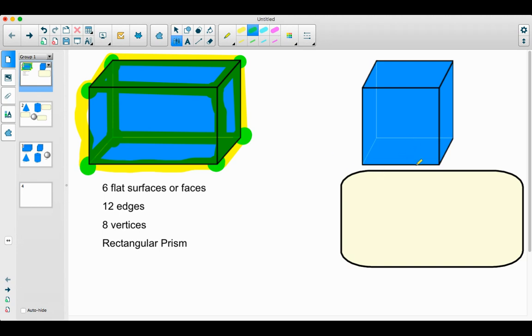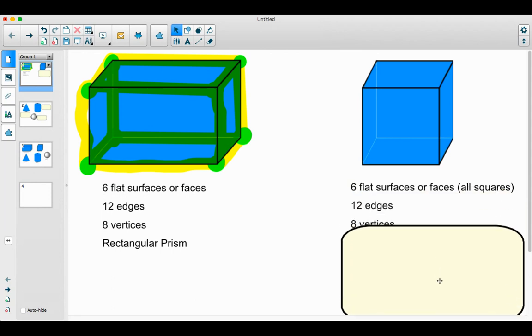This shape is called a cube. A cube is a special type of rectangular prism. It has 6 flat surfaces, or faces, and they are all squares. Remember, squares have all equal sides. I have 6 faces, 12 edges, just like my rectangular prism, and 8 vertices. And this is called a cube.